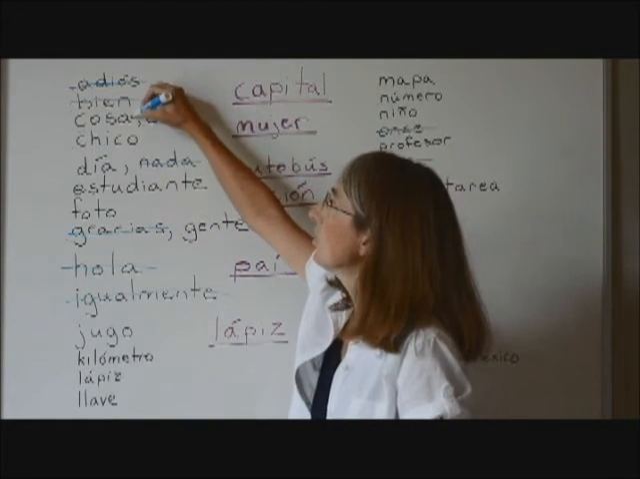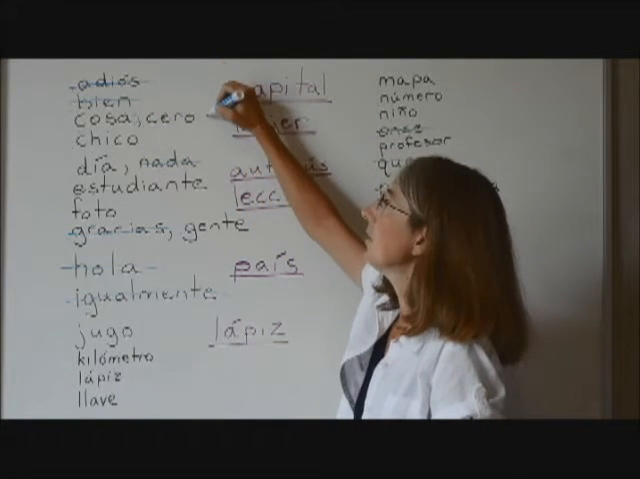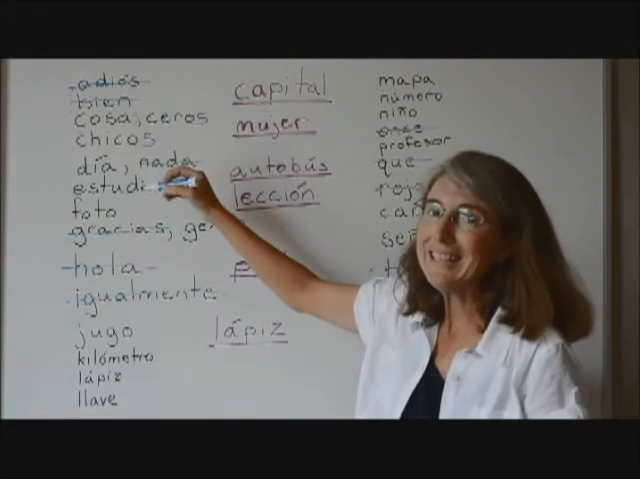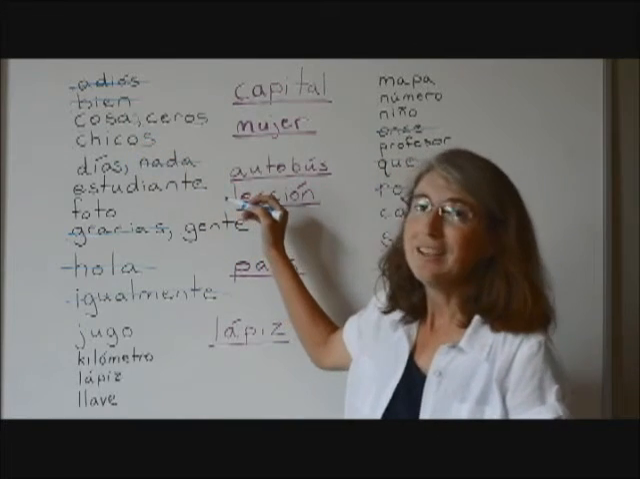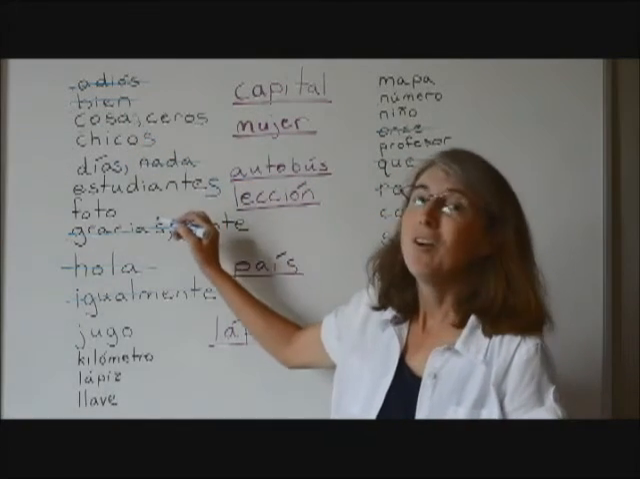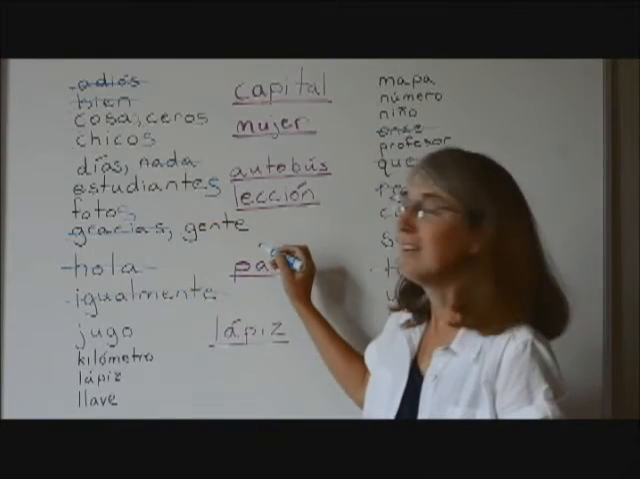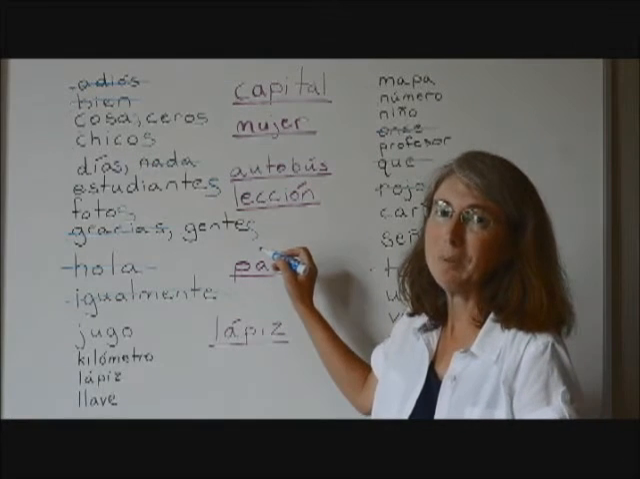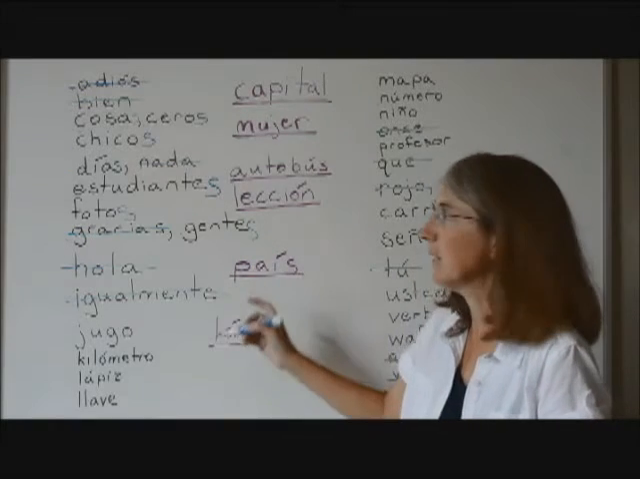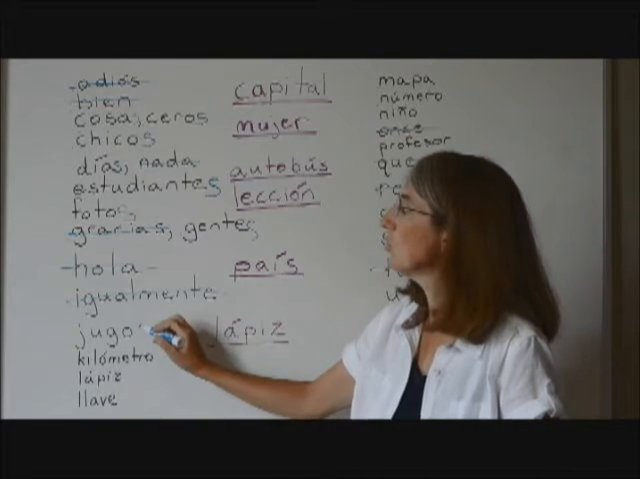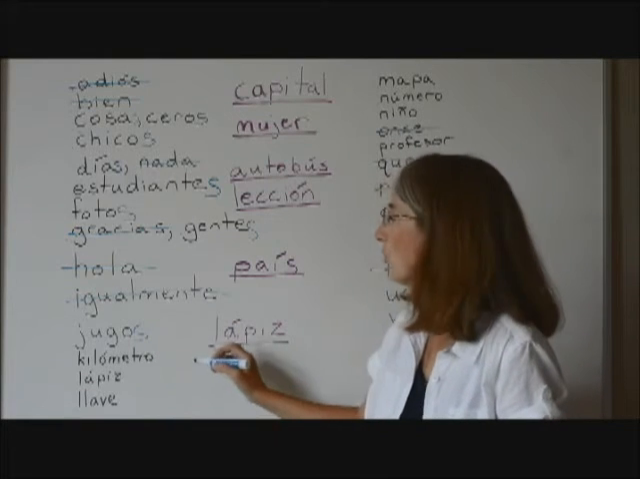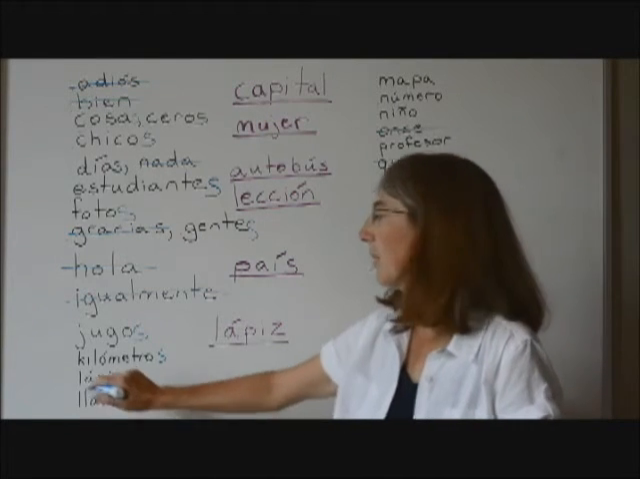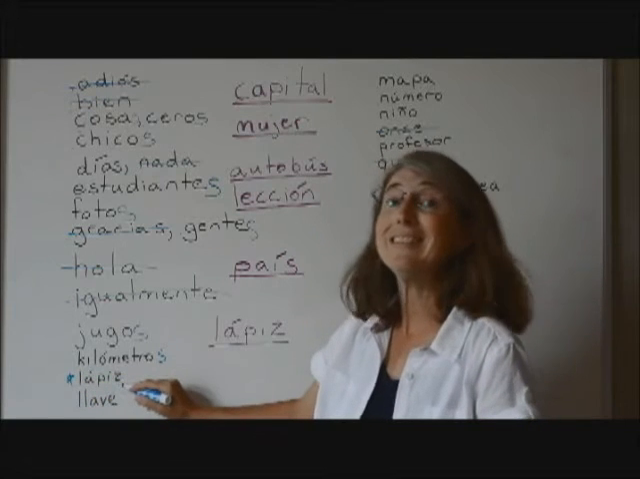So how are we going to make these into plural nouns? Cosa becomes cosas. Cero becomes ceros. Chicos. Días. Estudiantes. Fotos. Gentes. Usually not pluralized. People's not plural in English either, but we can do it that way if we want to. That's correct spelling. Jugo, jugos, juices. Kilómetros. This is an exception, copies, and I'll come back to that in a minute because it ends in a Z.